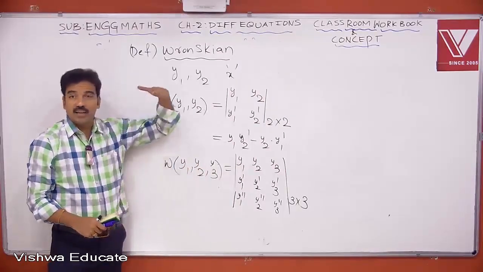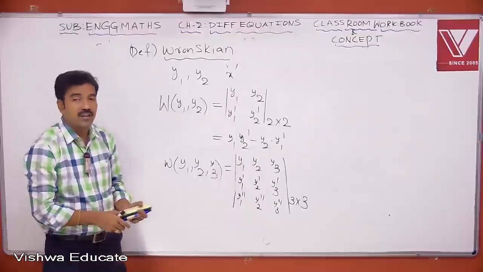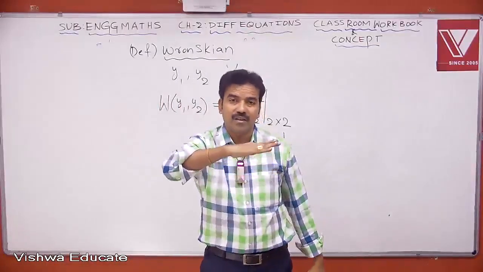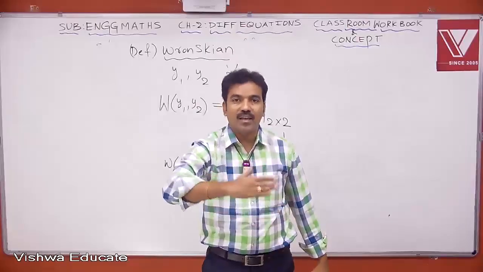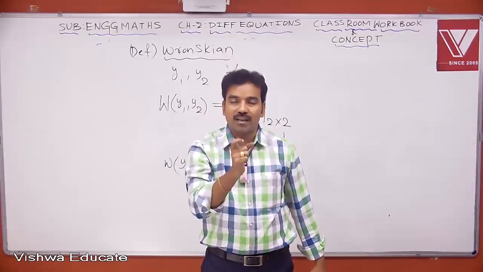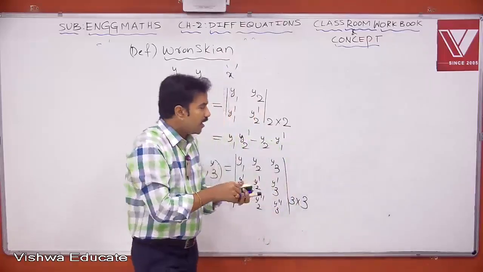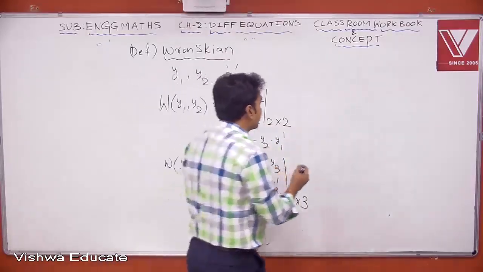In the first row take all functions in that particular sequence. In the second row, you consider first order derivatives, third row, second order derivatives, like that. So as many rows as you can extend, that depends on the number of functions for which you are going to find Wronskian. Okay. Now let me give one example.